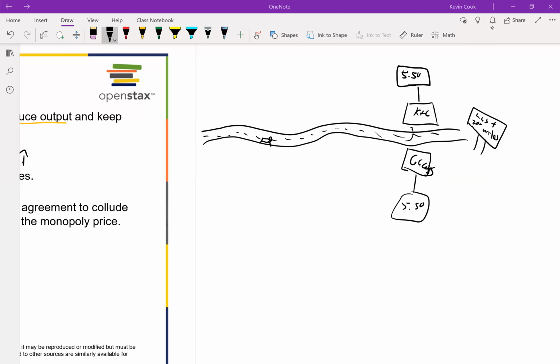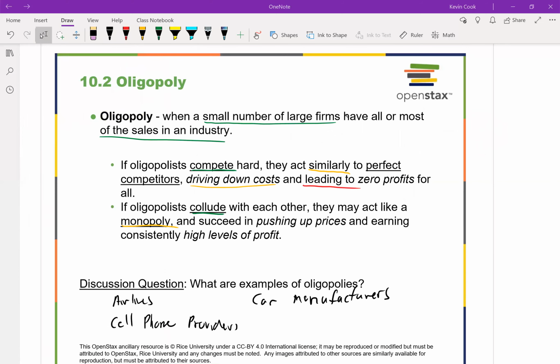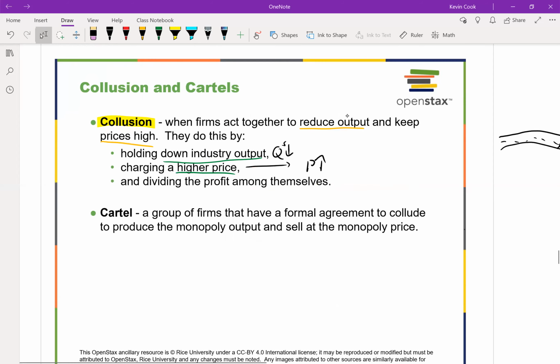Can I go back up a slide? Sure. Is that what you need? And I can give you just a second for it. Oh, the collusion one, this one.